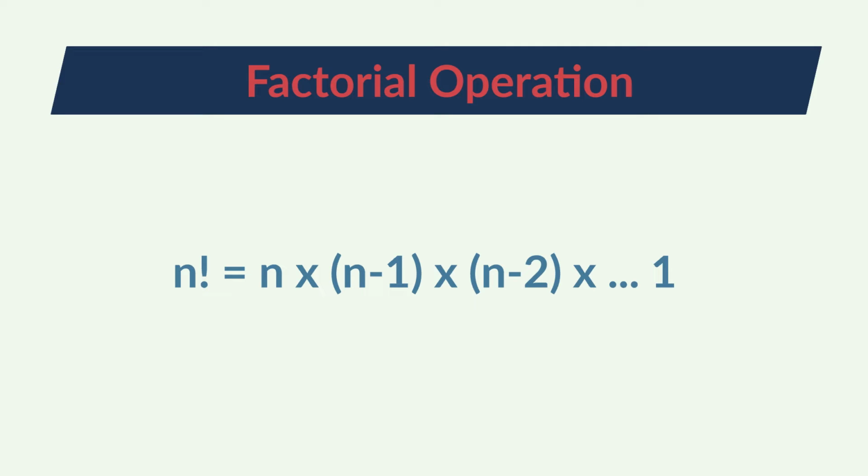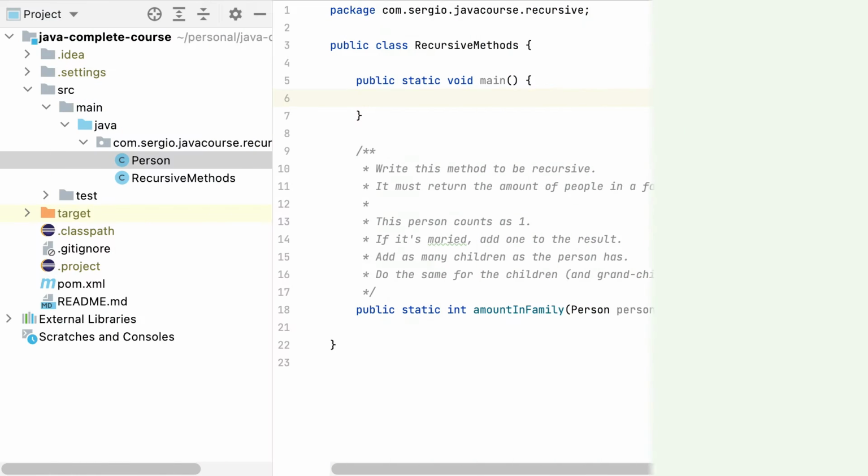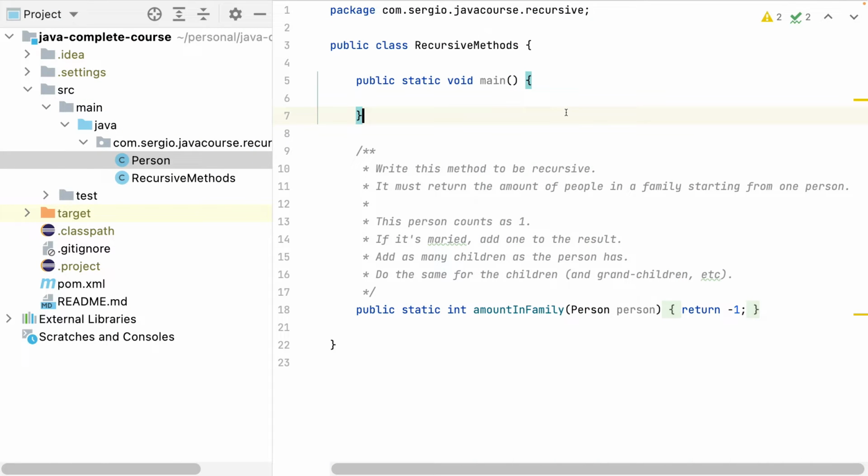The usage of the recursive method to implement the factorial is the following. Take the input number I want to obtain the factorial. Obtain the factorial of this number minus 1. Multiply the previous result by my input number. Let's implement it.